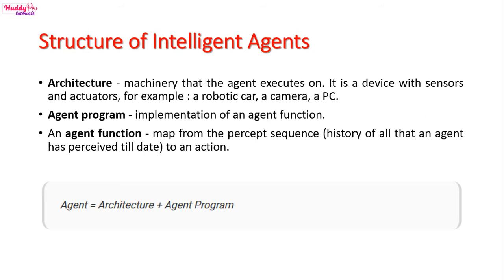What about an agent program? This is an implementation of an agent function. An agent function is simply a map from the percept sequence to an action. So the implementation of that map is what we are calling the agent program. And this percept sequence simply means the history of all that an agent has perceived till date. Okay, so in simple terms, we are saying that the agent is made up of the architecture and the agent program. That's the structure of intelligent agents.